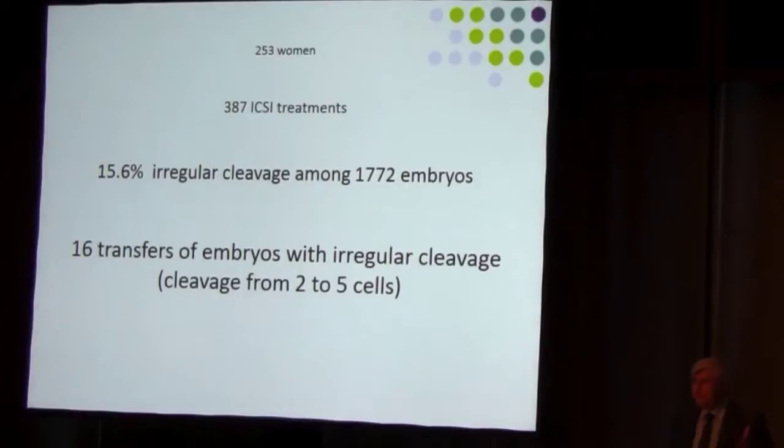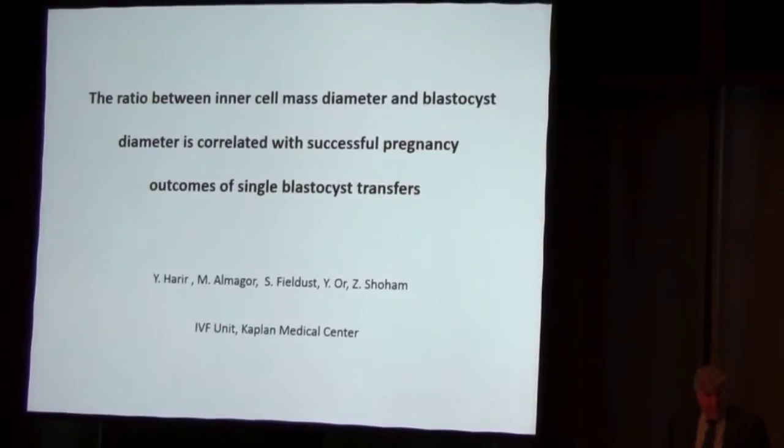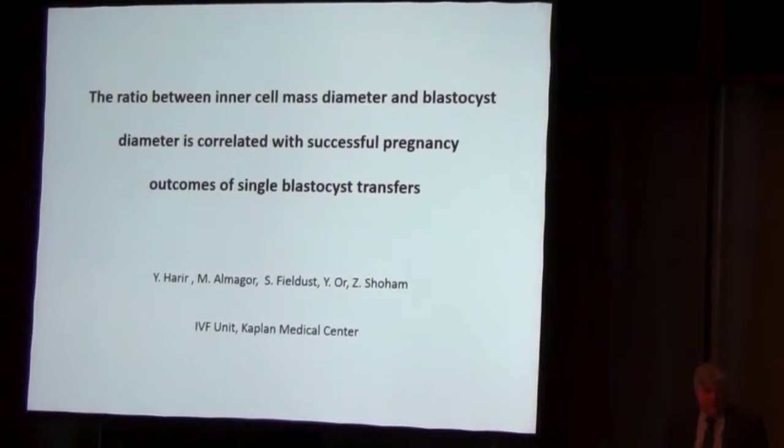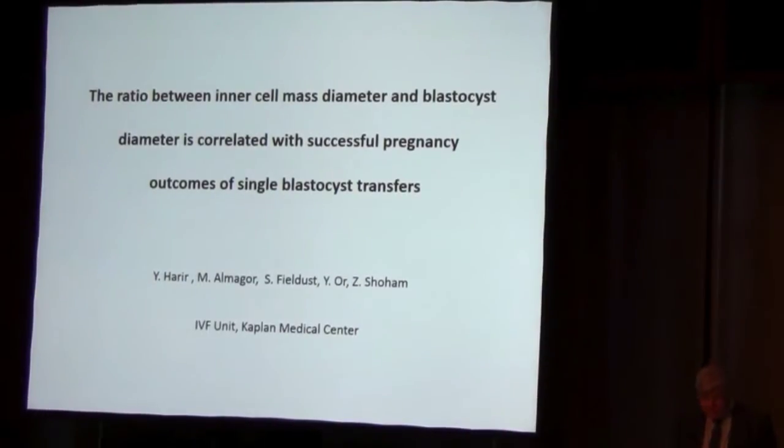But if you don't use the embryoscope and you follow the development, you think that both blastocysts are actually the same. So this is a way that we can use the embryoscope in a better way than just using the microscope. Another paper which is due to be published, I think, this month, is about the ratio between the inner cell mass diameter and the blastocyst diameter, which correlates with successful pregnancy outcome of a single blastocyst transfer.